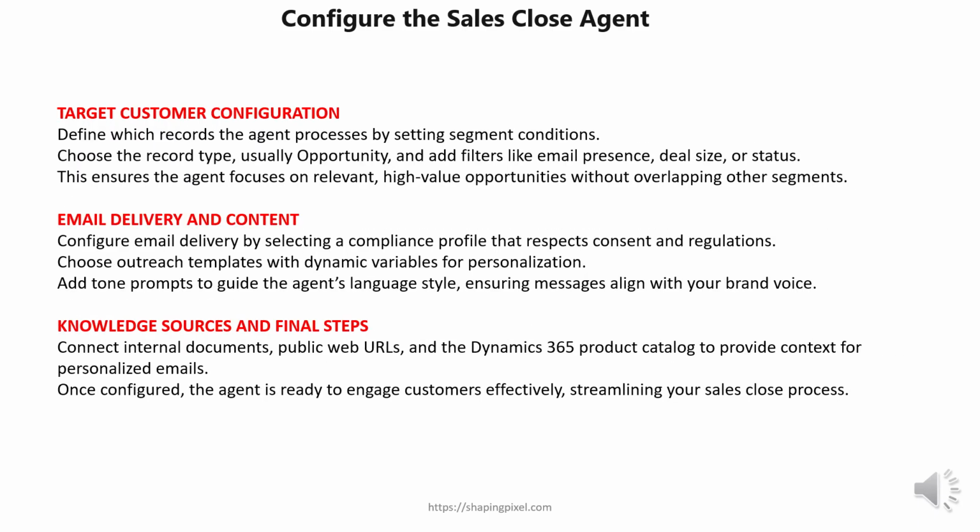Define which records the agent processes by setting segment conditions. Choose the record type, usually opportunity, and add filters like email presence, deal size, or status. This ensures the agent focuses on relevant, high-value opportunities without overlapping other segments.